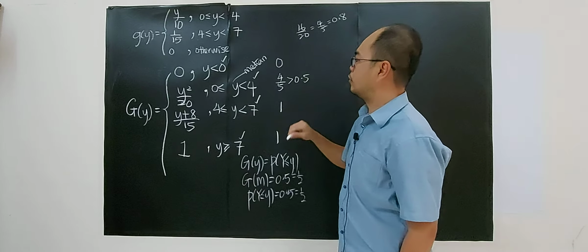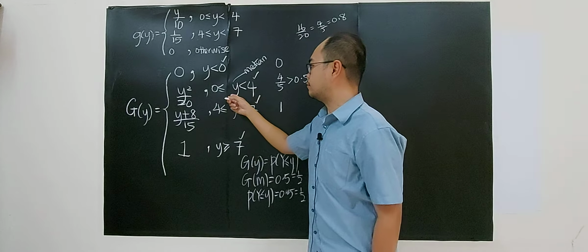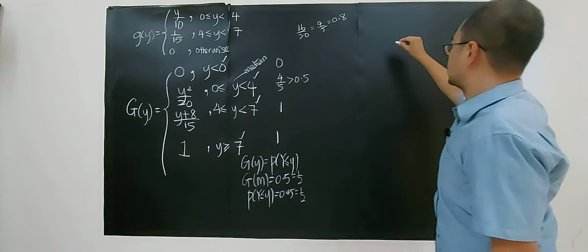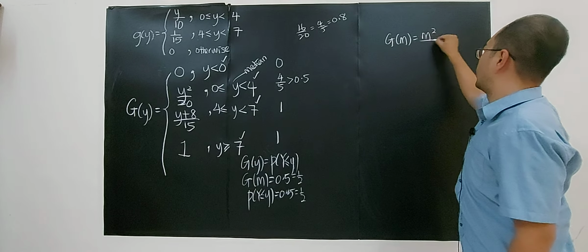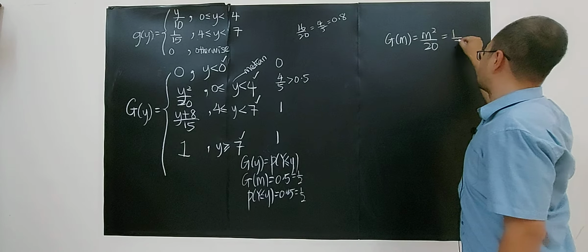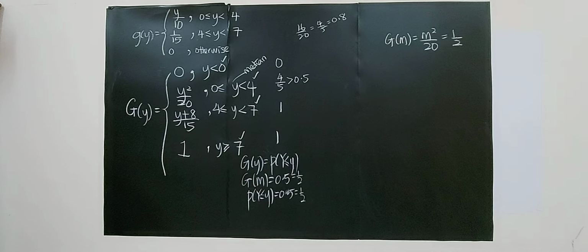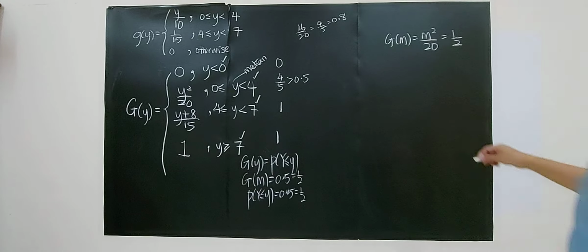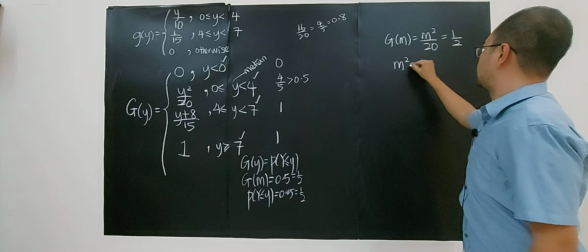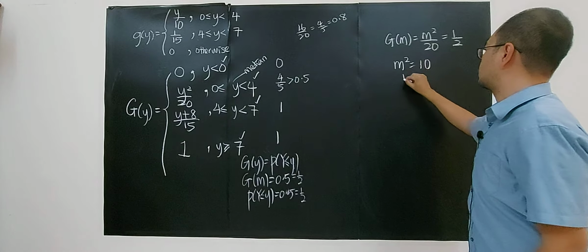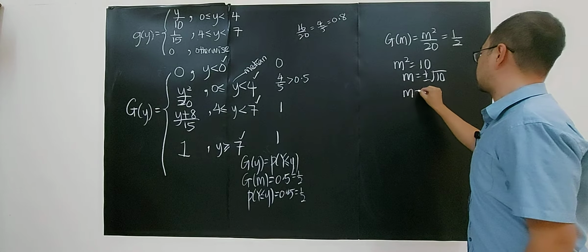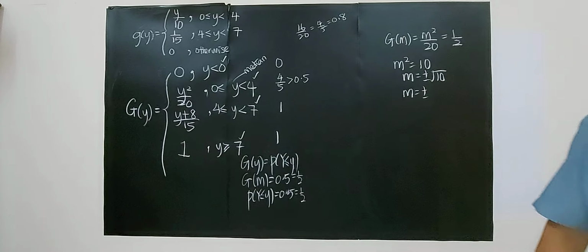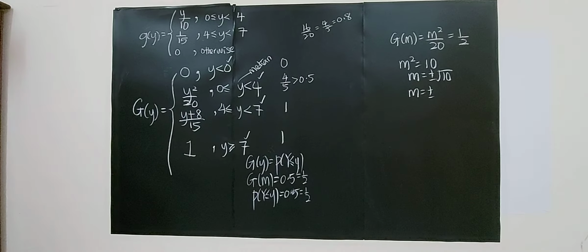So now you substitute the median into this function. It will be m squared over 20, which you equate to 1 over 2 or 0.5. Very simple. Later on, m squared will be 1 over 2 times 20, which is 10. So m will be positive or negative square root of 10. Let's give it in decimal form in 3 significant figures.